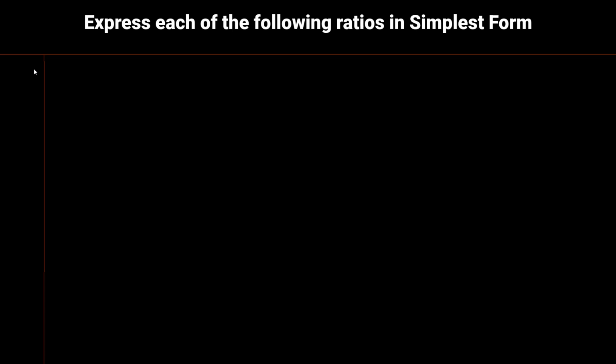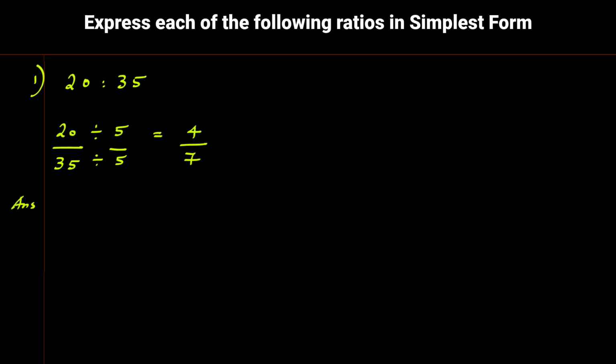Hello students, let's start with the first question from ratio and proportion, expressing the given ratios in simplest form. The first question is 20 is to 35. The common factor that divides both the numerator and denominator is 5. So we divide the numerator and the denominator by 5 and we get 5 fours are 20, 5 sevens are 35. So the ratio is expressed in simplest form and the answer for 20 is to 35 in simplest form is 4 is to 7.